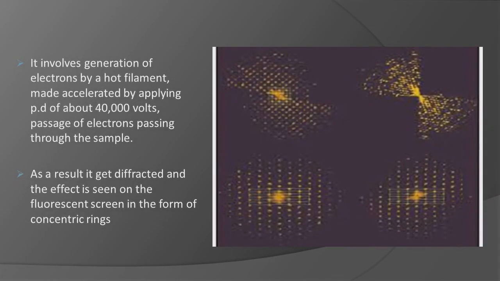This shows the diffracted image pattern of a sample. This is an example of a diffracted image. By applying a very high voltage, up to 40,000 volts, the electrons get accelerated and are scattered by the lattice points, and the image of the sample, the crystal structure, the diffracted image, occurs on the fluorescent screen, as you see over here. It appears in different forms, concentric rings, and the pattern differs from sample to sample.